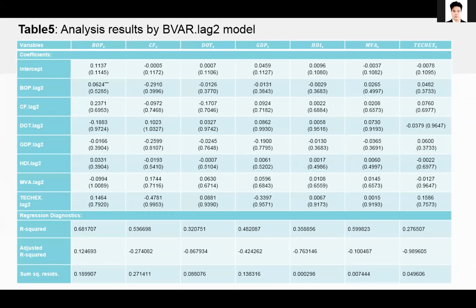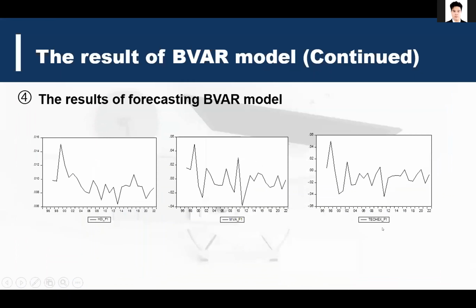This one is the evaluation value for this study in the Bvar lag 2 model. It shows the relationship between each variable in this study. So we will move on to the forecasting results of the Bvar model of 6 variables in this study. As time changes, all variables surge up and down. This happens when another factor affects another variable.